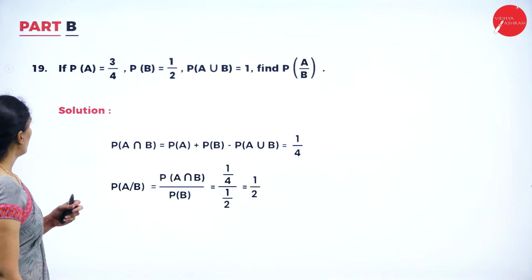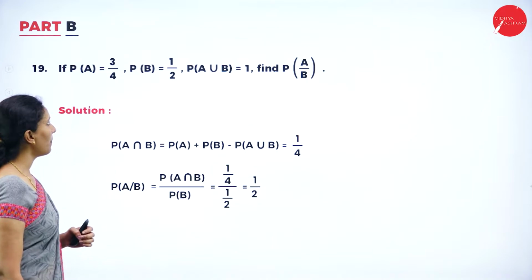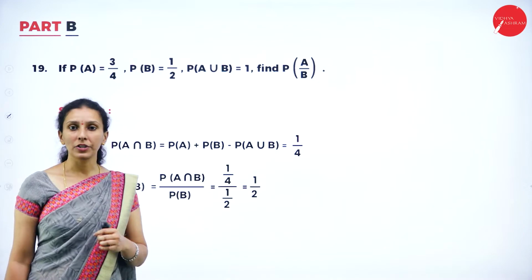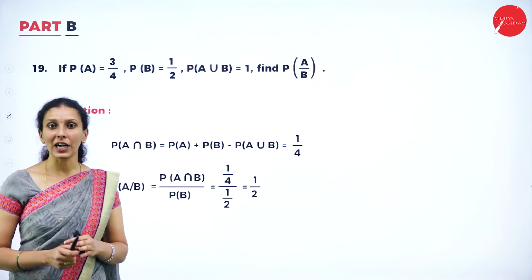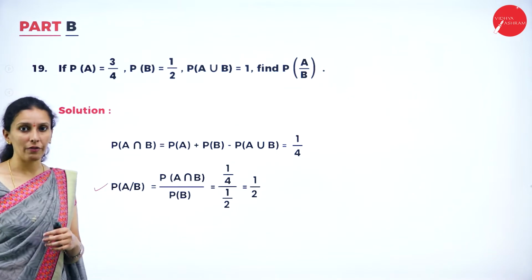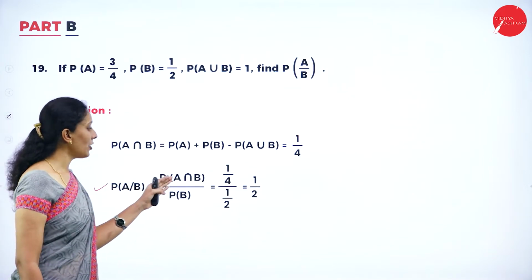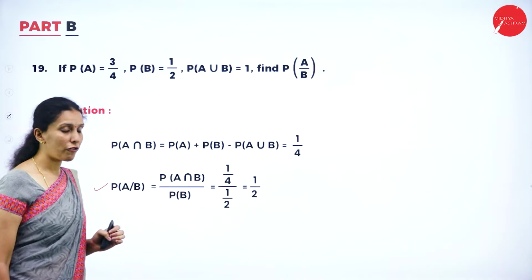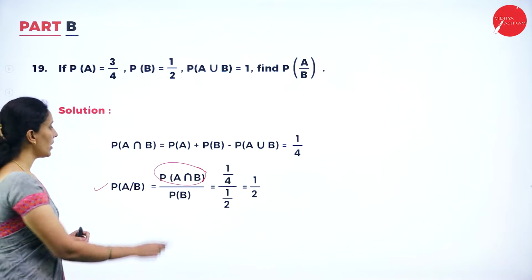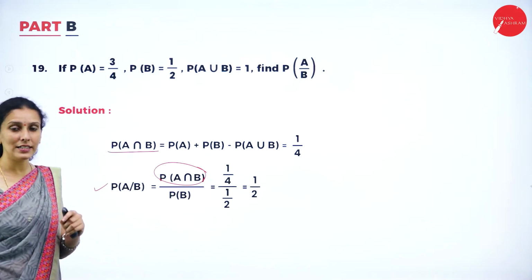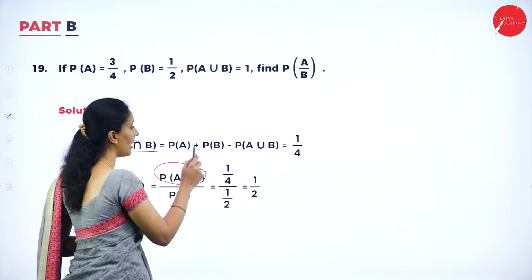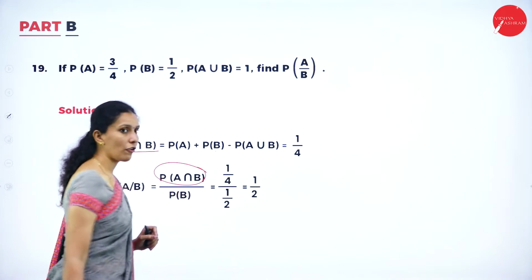Next, we have probability of A is 3 by 4, probability of B is 1 by 2, probability of A union B is 1. Find probability of A over B, that is, we have to find the conditional probability. The formula for conditional probability of A over B is probability of A intersection B by probability of B. Here we don't know the value of probability of A intersection B. Hence, we need to find probability of A intersection B using the total probability, that is probability of A plus probability of B minus probability of A union B.